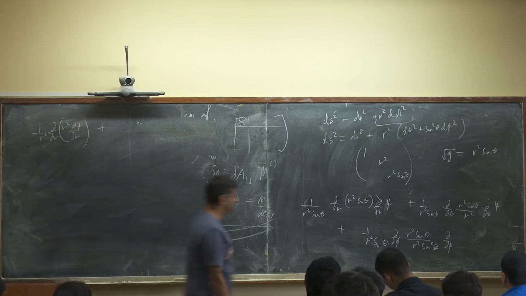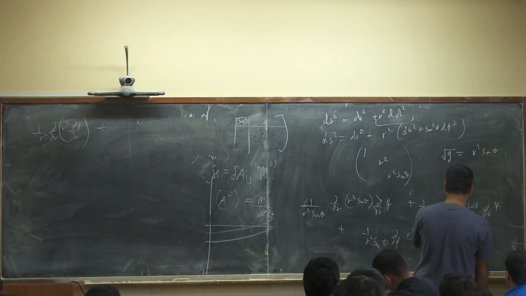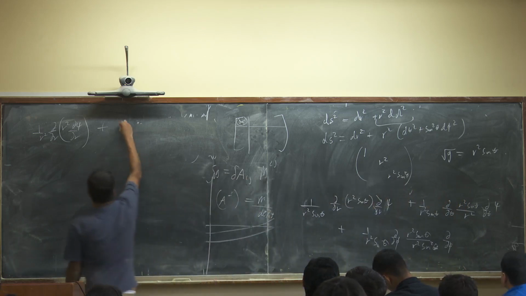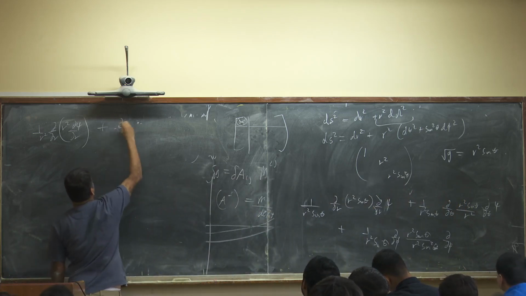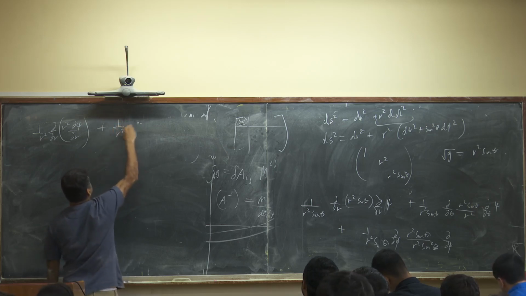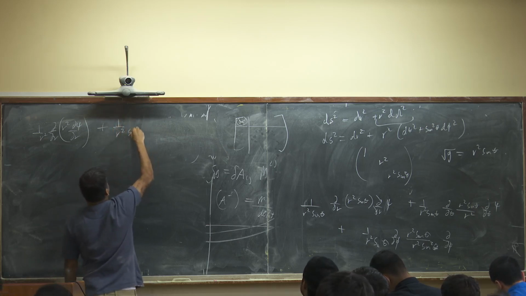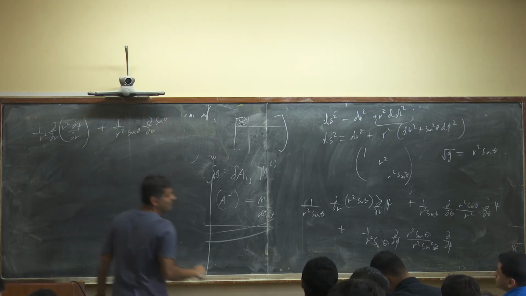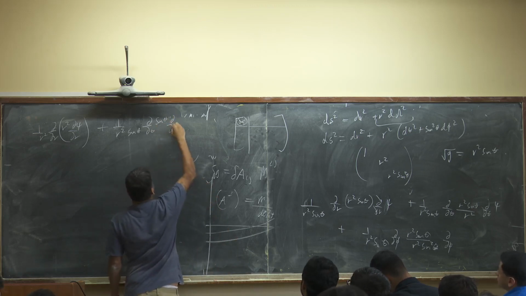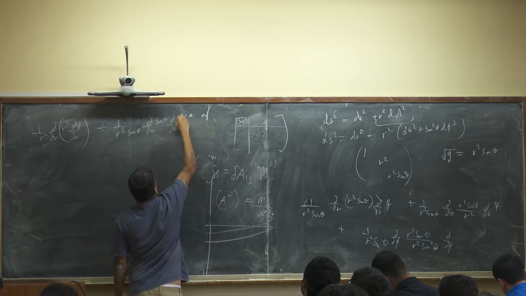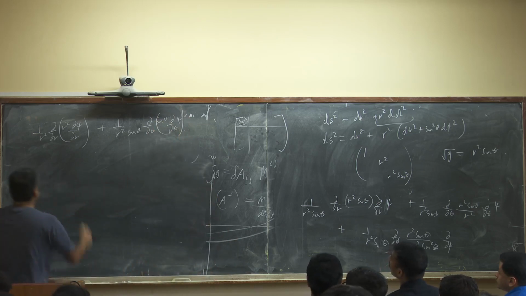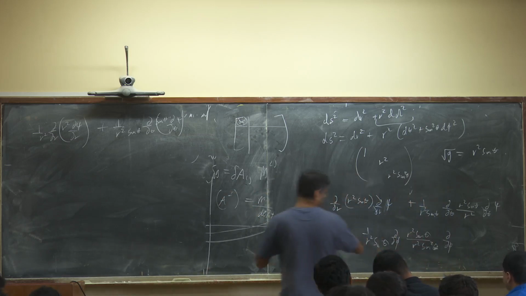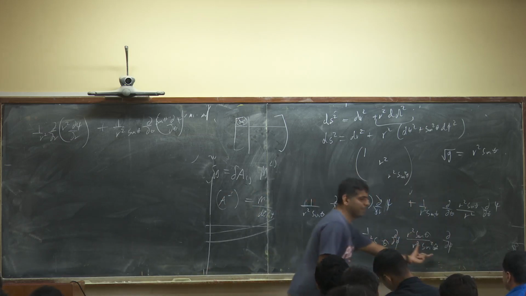Plus, what about here? All factors of r come out, just an overall 1 by r squared del by del theta, so 1 by r squared sine theta del by del theta sine theta del by del theta of psi. Now what about the last term? Everything comes out, so it's just 1 by r squared sine squared theta.